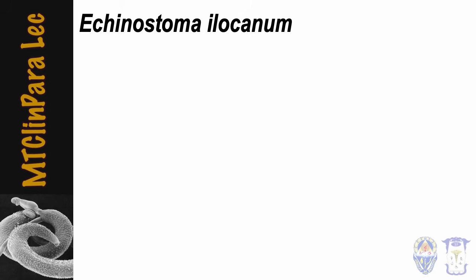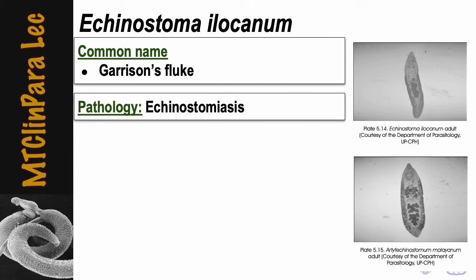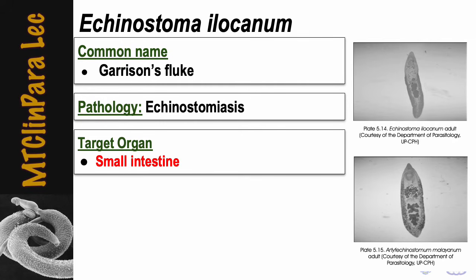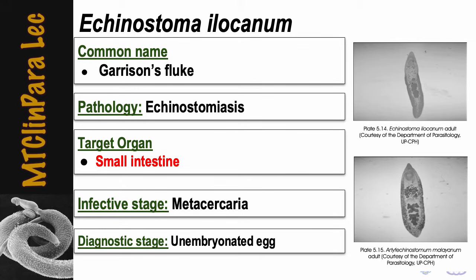Next one, we have Echinostoma ilocanum. Based on the species name ilocanum, this is an endemic parasite, first discovered in the Ilocos region here in the Philippines. This is also known as Garrison's fluke, and it causes echinostomiasis. The target organ is still the small intestine. The infective stage is still metacercaria, and the diagnostic stage is an embryonated egg.